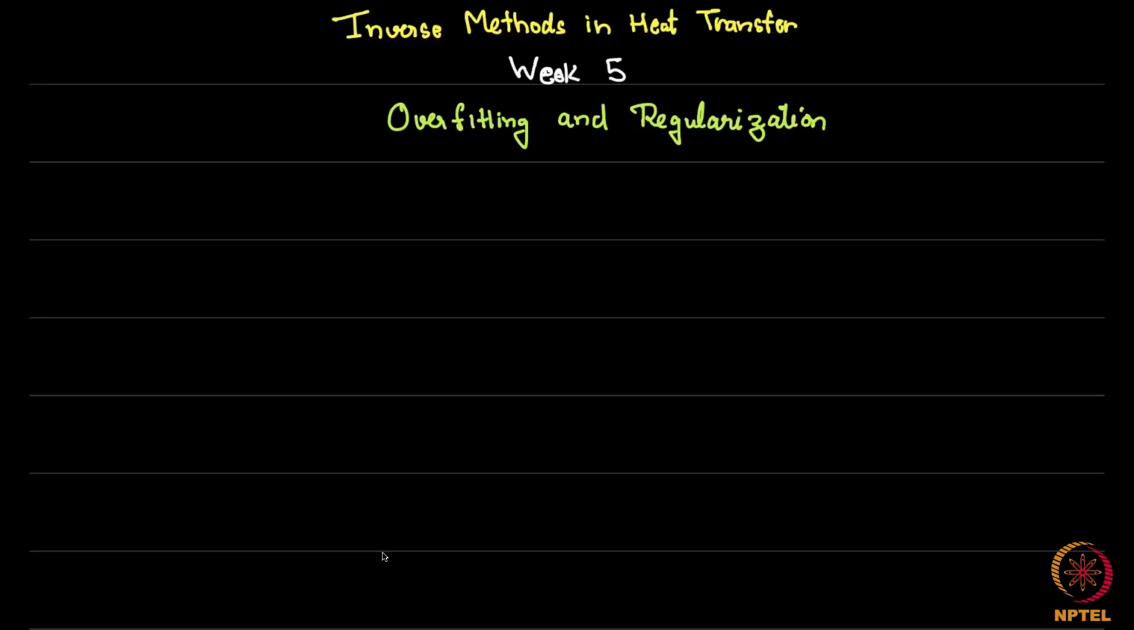Welcome to week 5 of inverse methods in heat transfer. In the last few weeks, we saw how to use linear models for forward problems and how to use linear regression in order to solve the inverse problems that occur from linear models. Secondly, we saw that using linear regression, you could write the solution for the unknown parameters using the normal equations.